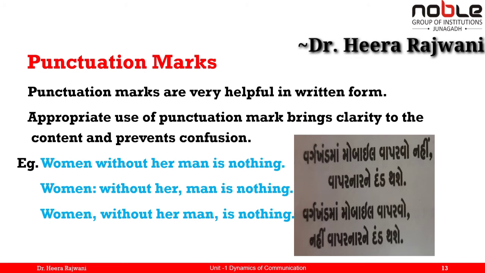Those who will not use, they will get punished. And in the first sentence, in the classroom, you are not supposed to use the mobile, and those who will use, they will be punished. The second sentence is contradictory, it is opposite to this. So this is the magic of punctuation marks. Many times it happens that due to punctuation marks, the whole meaning changes.